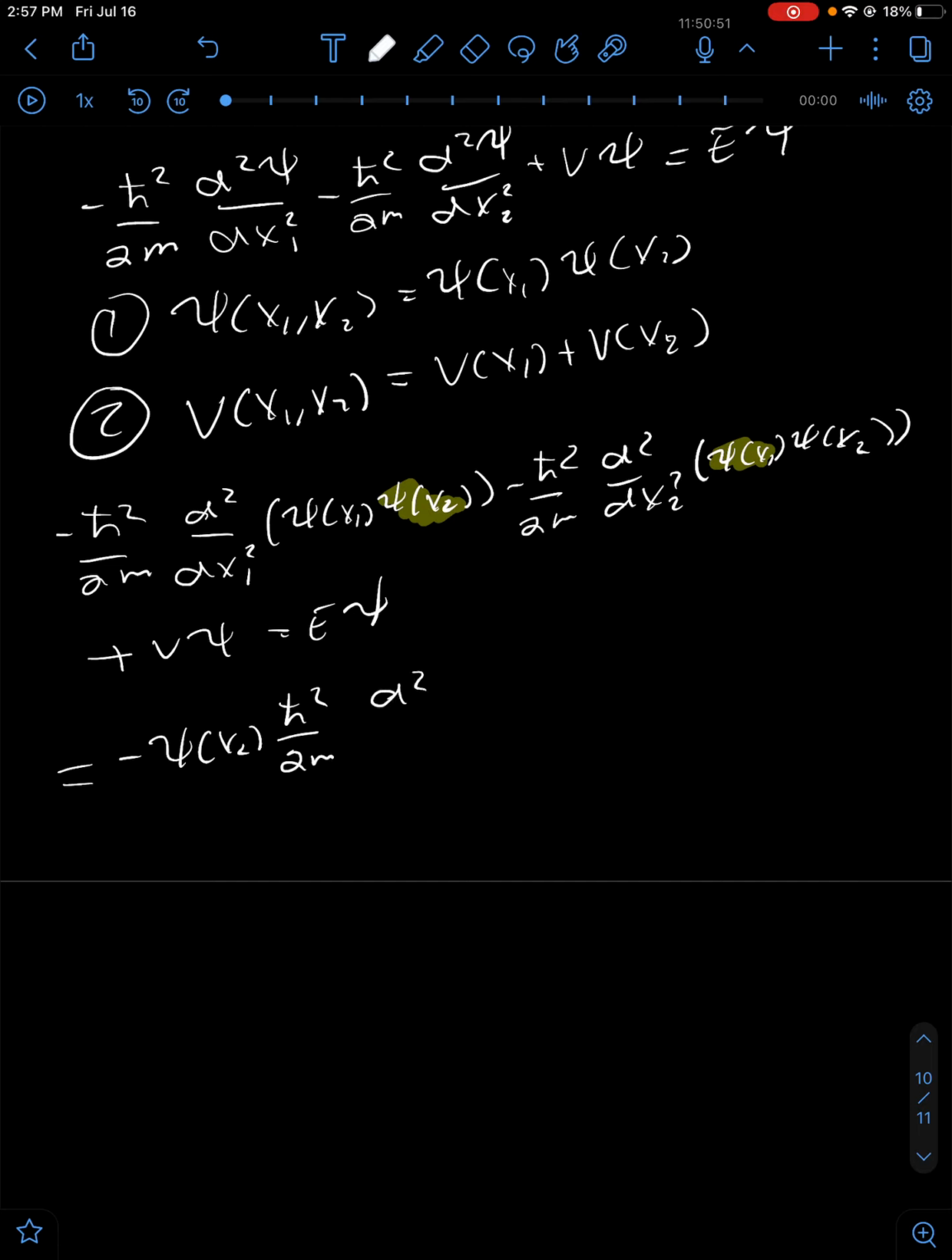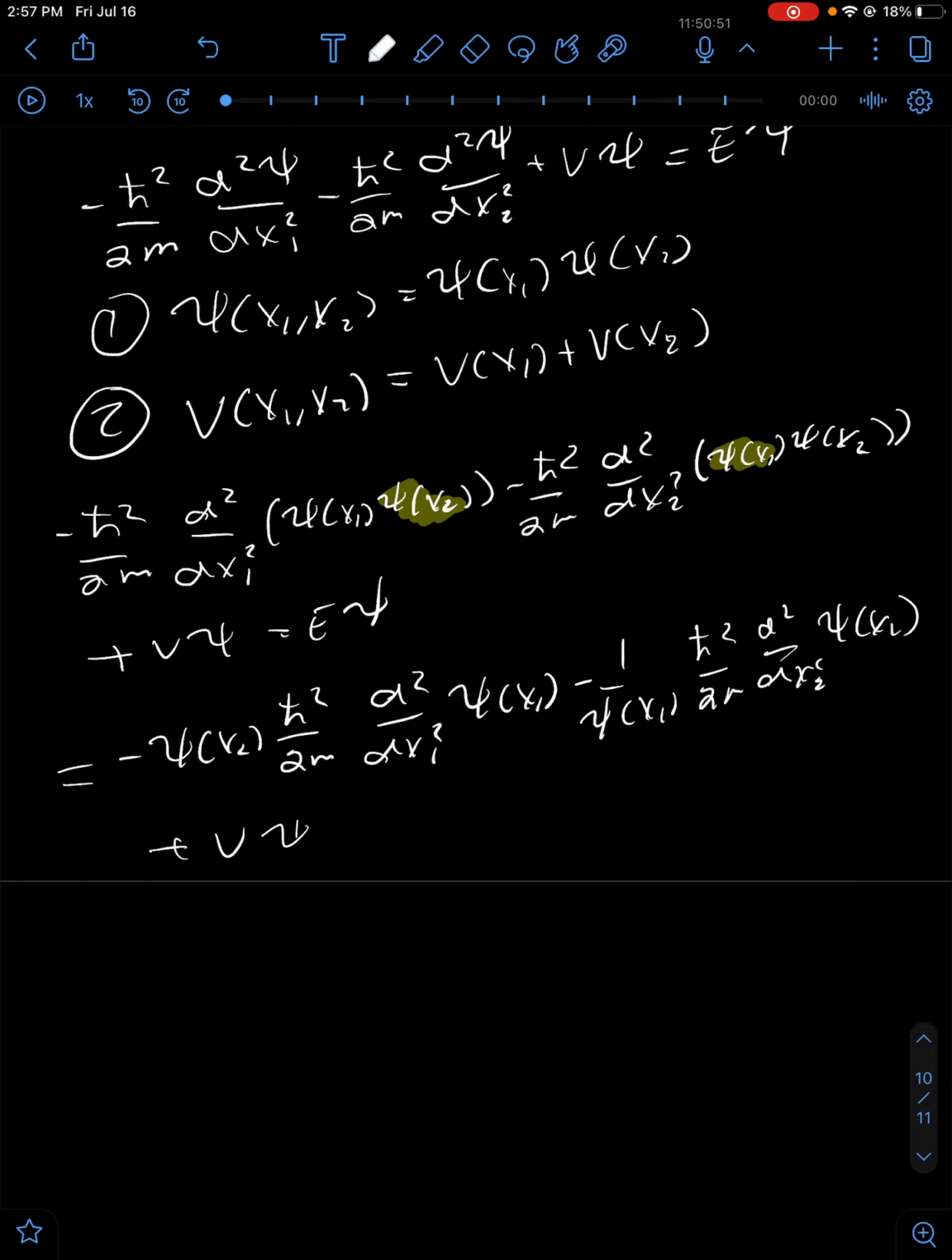minus psi of x2 h bar squared over 2m, second derivative of psi of x1, minus psi of x1 h bar squared over 2m, second derivative of psi of x2, plus V psi of x1 psi of x2. Should have put psi of x1 psi of x2 here, by the way, equals E psi of x1 psi of x2. Alright? Now we can actually just divide both sides by psi of x1 psi of x2, and these go away.